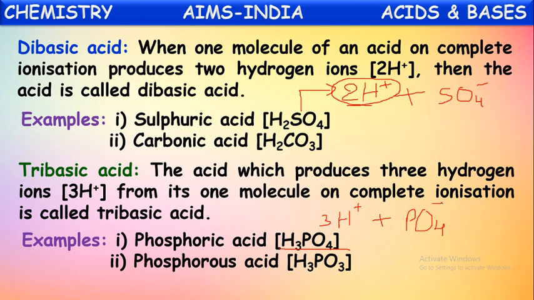So in this way, each molecule of this phosphoric acid produces 3H plus ions. So these kind of acids are said to have basicity 3 because from each molecule 3H plus ions are produced. These are called tribasic acids. Okay, the acids which produce 3H plus ions from each molecule are called tribasic acids. Phosphoric acid, phosphorus acid, etc.